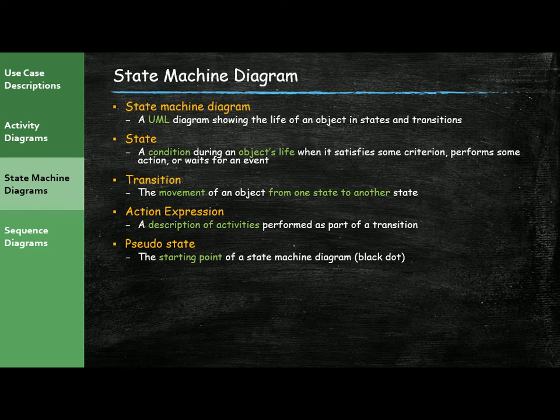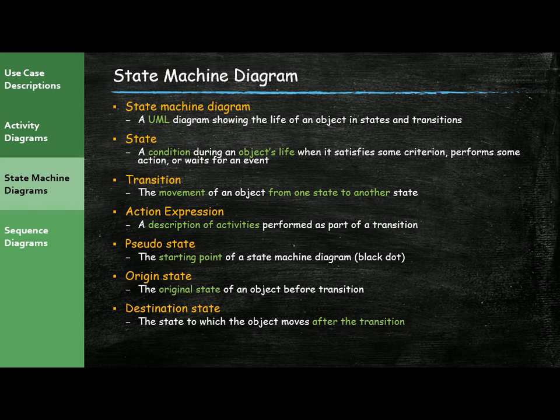A pseudo-state is a starting point of a state machine diagram, or the ending state. It's not a real state, but we have to start somewhere. The origin state is the first state of the object. When an object is created, it has an origin state, and then it can transition to other states from that origin state. A destination state is the state to which an object moves after a transition. So an origin state is before a transition, and a destination state is after the transition.